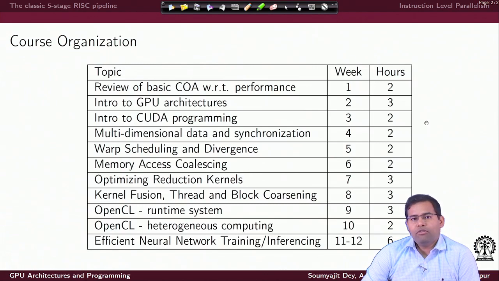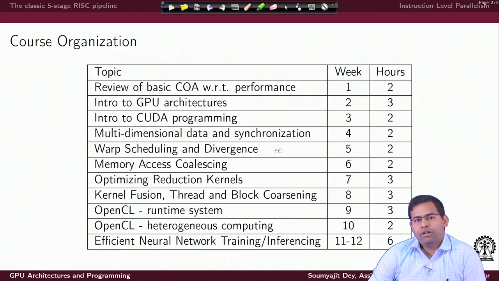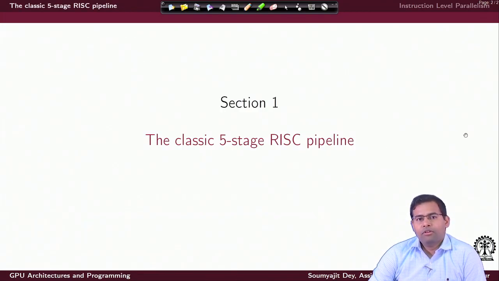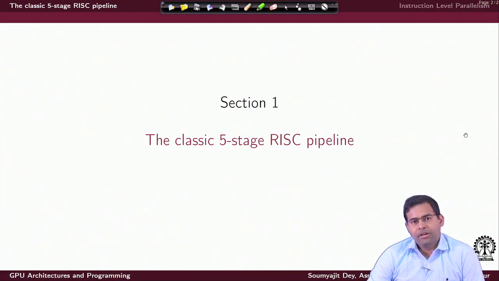With this basic background, we have already introduced the course organization, out of which now we will get into the review of the basic computer organization and architecture, which is topic 1. So, let us get started with that. We will start with a brief overview of what we have historically known as the classic 5-stage RISC pipeline.